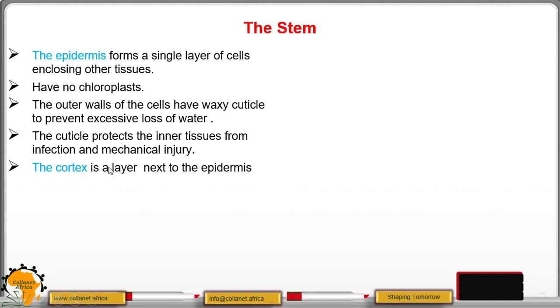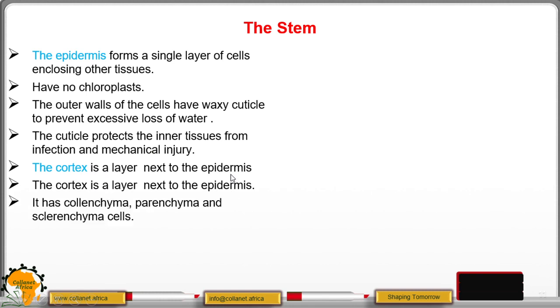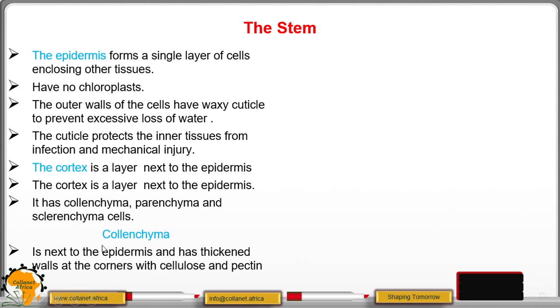Next is the cortex, and it is next to the epidermis. It has these tissues: collenchyma, parenchyma, and sclerenchyma. The collenchyma has thickened walls at the corners, and these walls are thickened by cellulose and pectin deposits, which strengthen the stem.